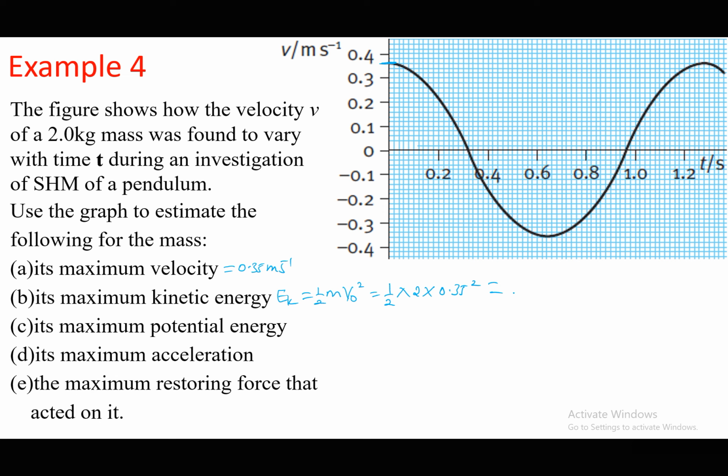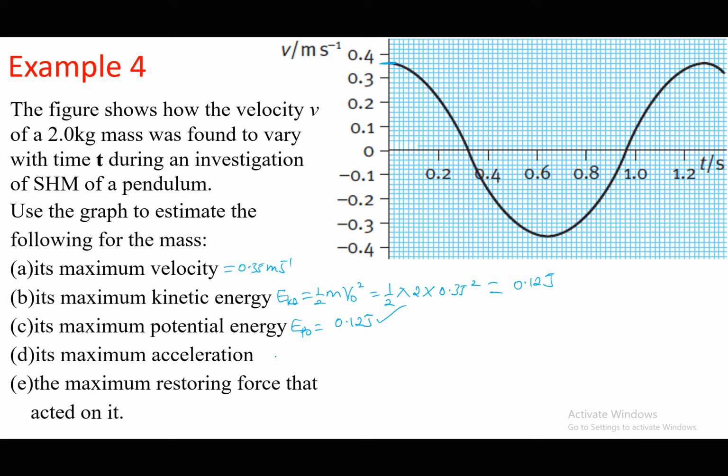So 0.35 squared times 2, divide by 2. So this is 0.12 joules. Then maximum potential energy. Of course, for simple harmonic motion, the maximum potential energy is going to be the same as the maximum kinetic energy. So this is going to be 0.12 joules. Because when kinetic energy is maximum, potential is minimum, 0. So by the time potential energy becomes maximum, kinetic energy must have gone to 0. So this is also going to be 0.12 joules.